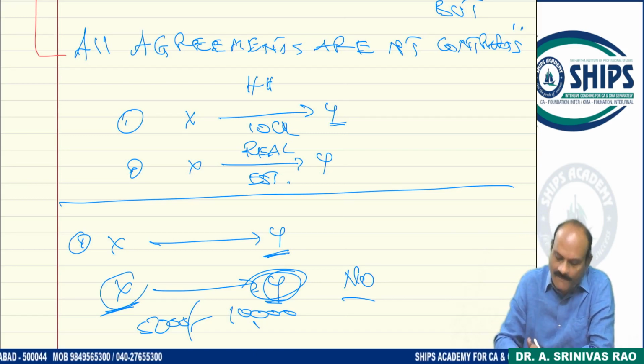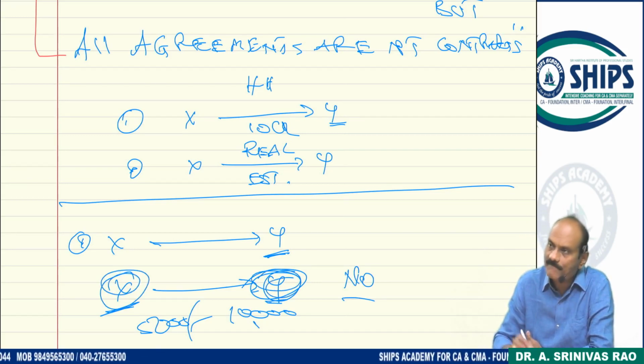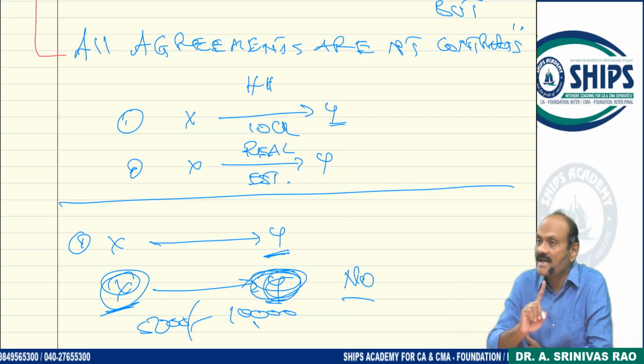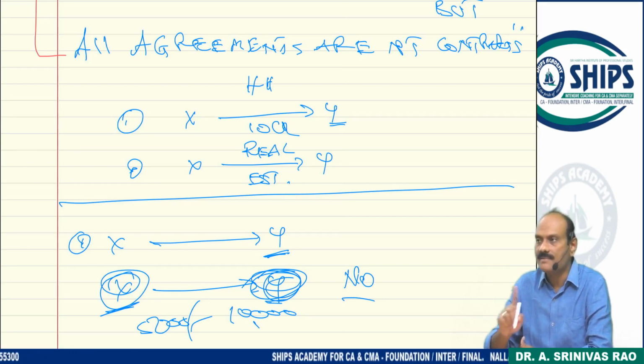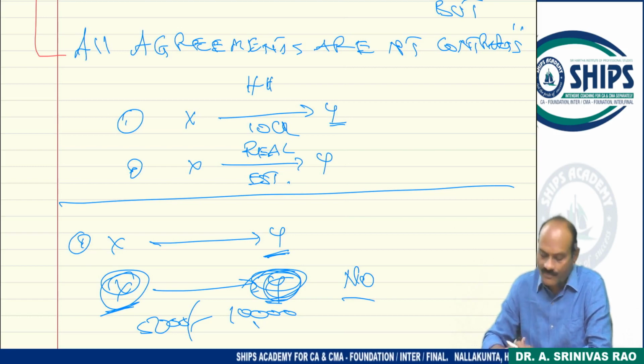Here offer is there, acceptance is there, agreement is there, but it has no enforceability. That's why all agreements are not contracts. One more example.